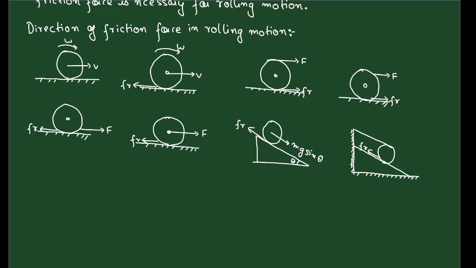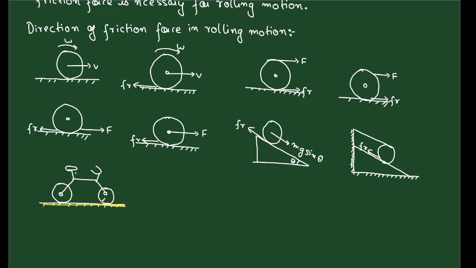Understood? Now let's take an example of a cycle. Suppose this is a cycle, and you're pedalling it. And the question is asking, find out the friction force in the back wheel and front wheel. That means find out the direction of friction force in this wheel and in this wheel. When you apply the pedal, this wheel tries to rotate in this direction.